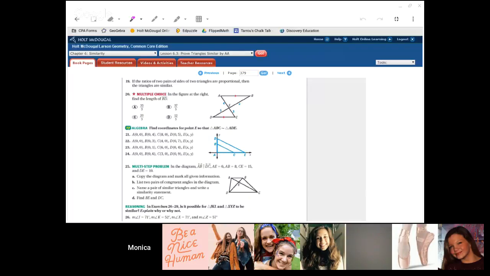Well, you don't really have to use the distance formula because if you look at them, they're all on the axis. So it's really just counting. Did I miss anyone else's questions?